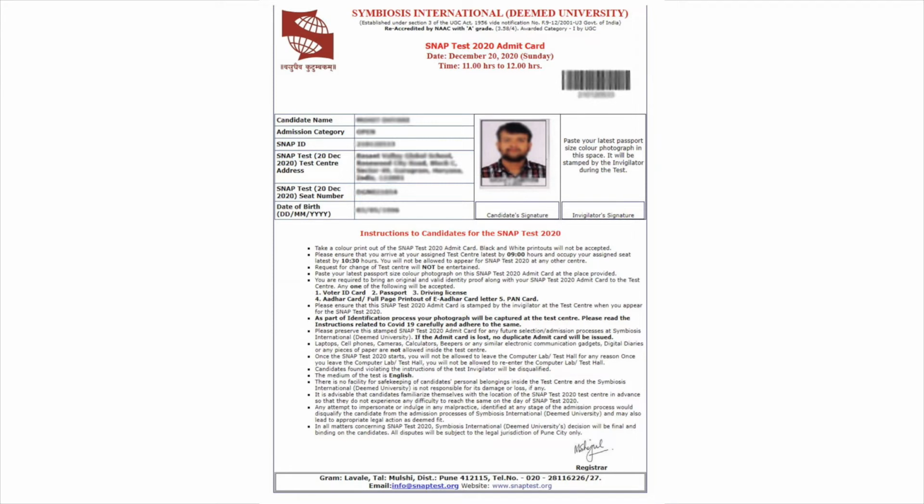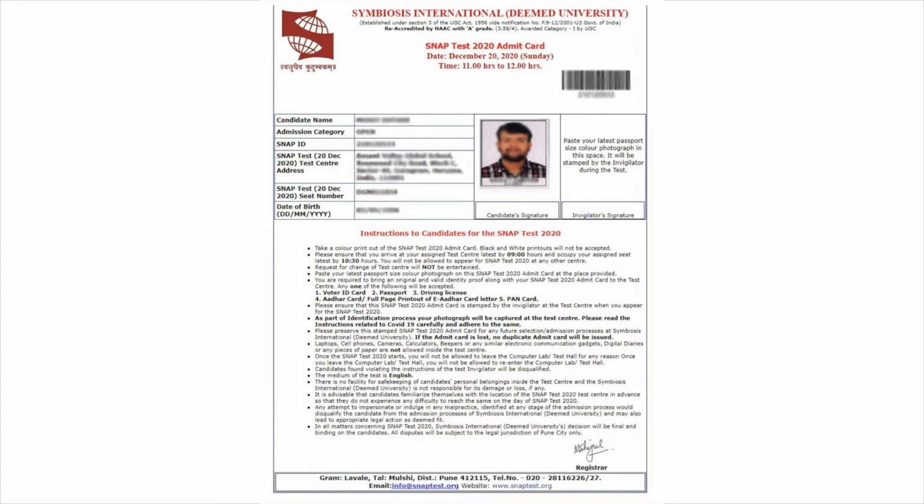Details mentioned on the SNAP Admit Card. The details that will be mentioned on the SNAP Admit Card are candidate's name, SNAP ID of the candidate, test center, date of birth, reporting time, SNAP 2020 seat number, photograph of candidate, and candidate's signature.